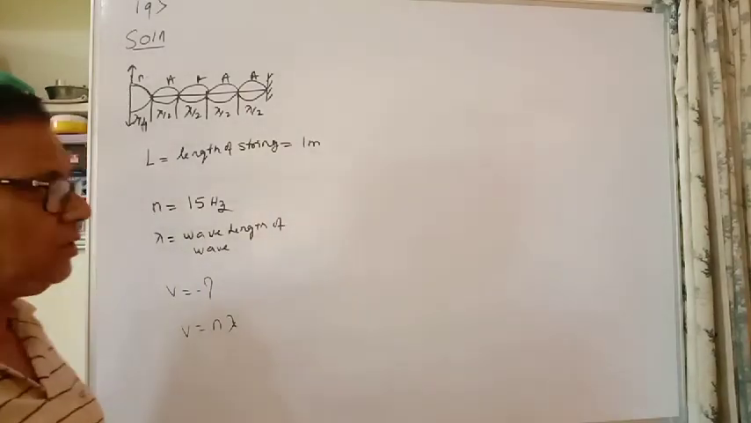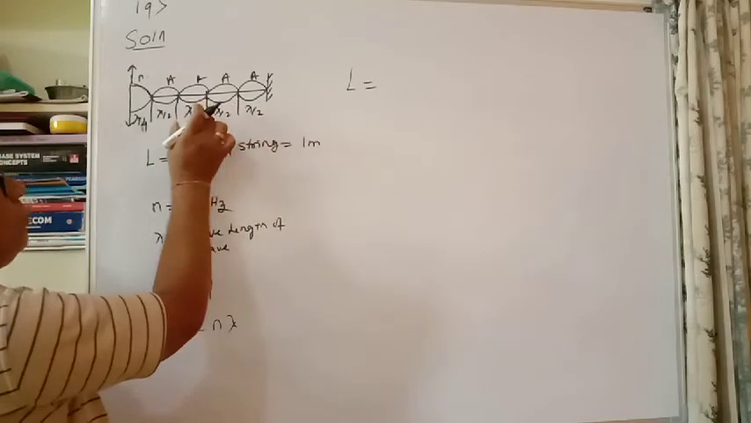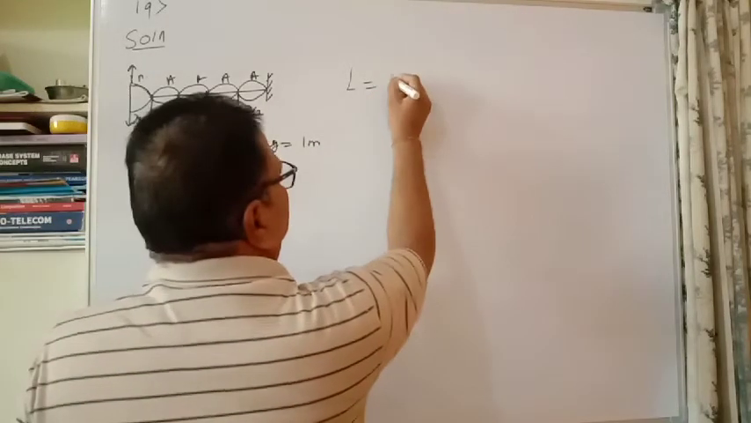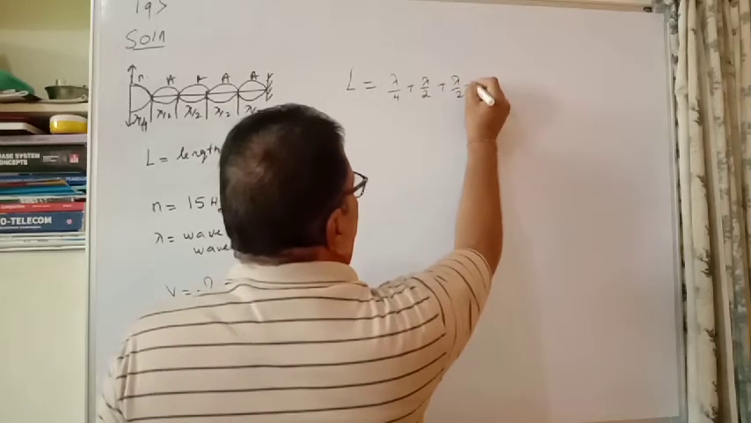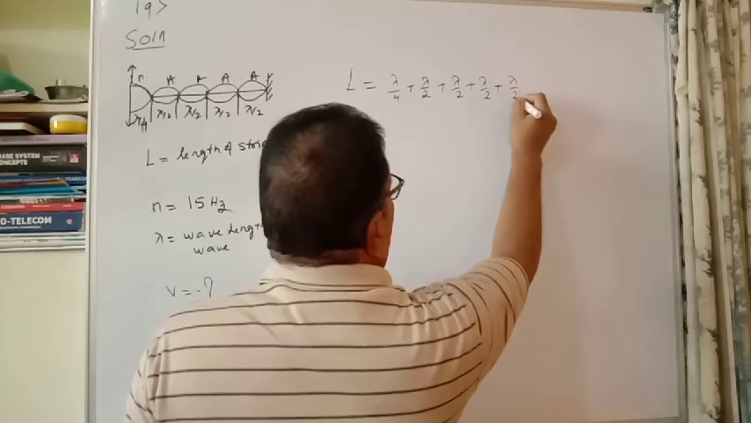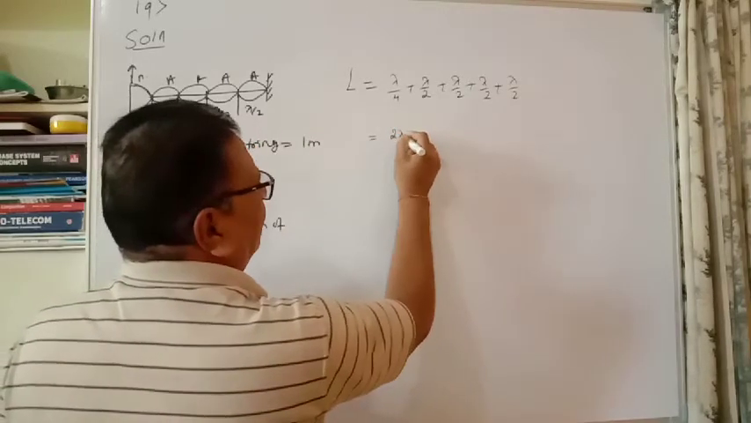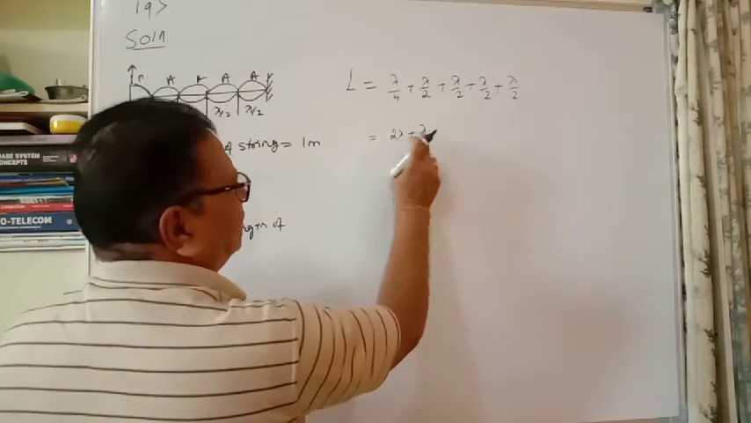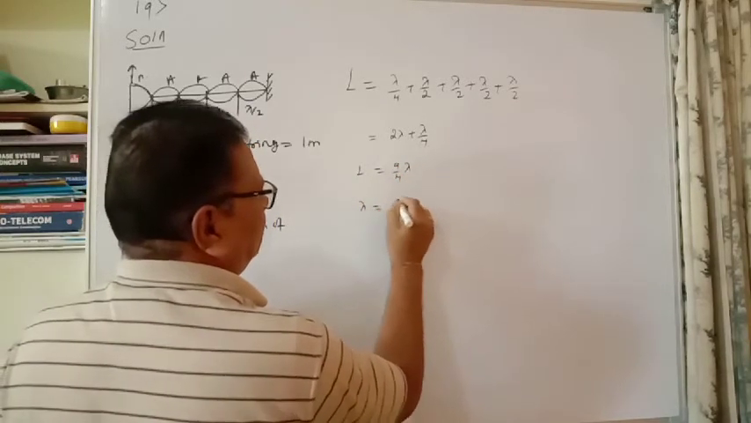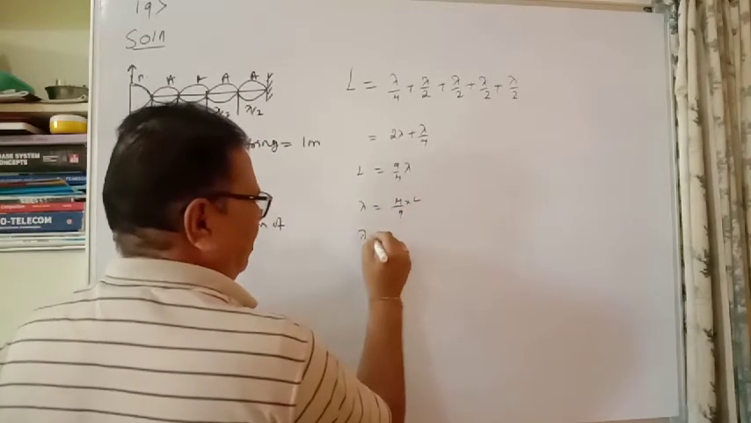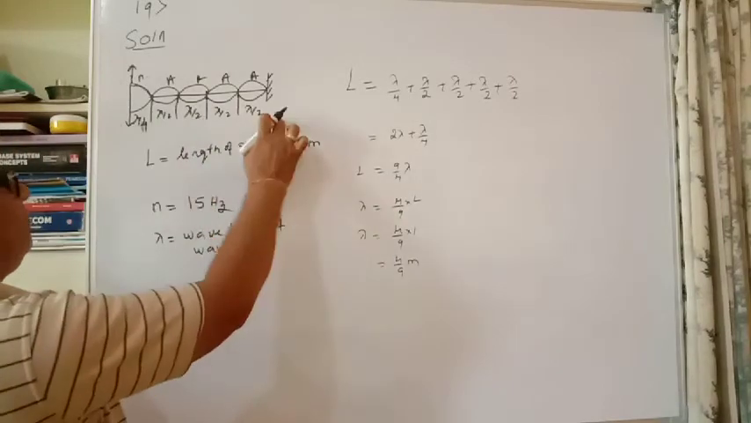Length of string. So from this figure, length of string L is equal to lambda by 2 plus lambda by 2 plus lambda by 2 plus lambda by 2 plus lambda by 4. One, two, three, four. Half plus half is 1, 1 plus 1 is 2. 2 lambda plus lambda by 4. 4 times 2 is 8, 8 plus 1, 9. Or L is equal to 9 by 4 lambda. Or lambda is equal to 4 by 9 into L. Or lambda is equal to 4 by 9 into 1, or 4 by 9 meter, because the length of string L is equal to 1 meter.